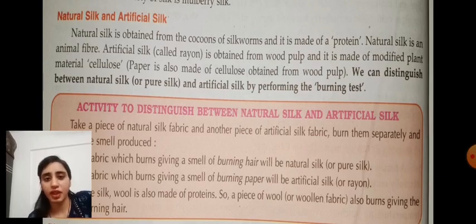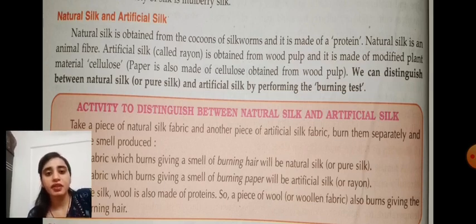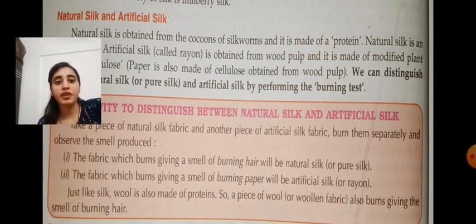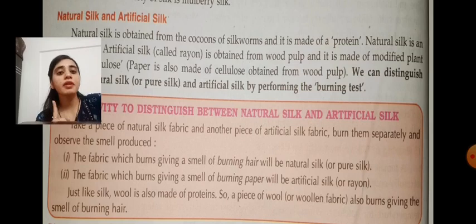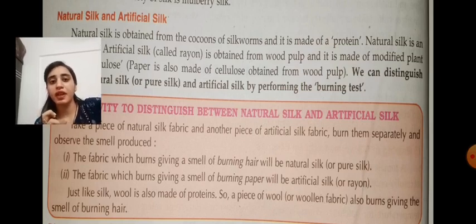We can distinguish between natural silk, meaning pure silk, and artificial silk by performing a burning test. See this activity. Take a piece of natural silk fiber and another piece of artificial silk fiber. Burn them separately. The fabric which burns giving a smell of burning hair will be natural silk. And the fabric which burns giving a smell of burning paper will be the artificial silk. Just like silk, wool is also made of proteins. So a piece of wool also burns giving a smell of burning hair.